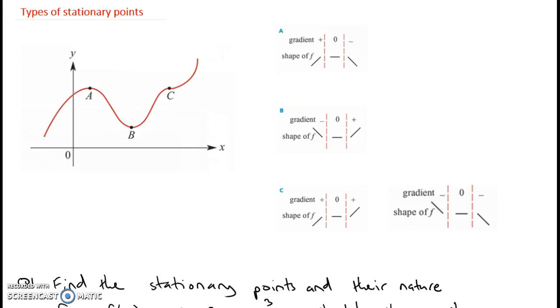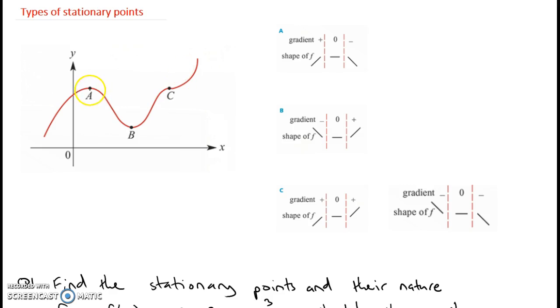This lesson we'll be looking at different types of stationary points. Now we've seen already that a stationary point is a point on the curve where the gradient is equal to 0. And on this graph here we've got 3 stationary points marked, but they're each of a different nature.